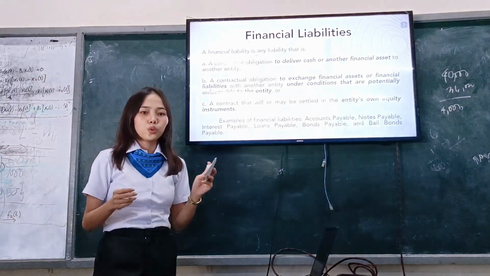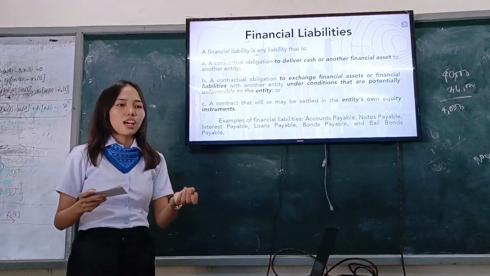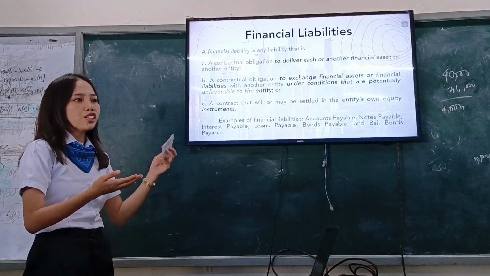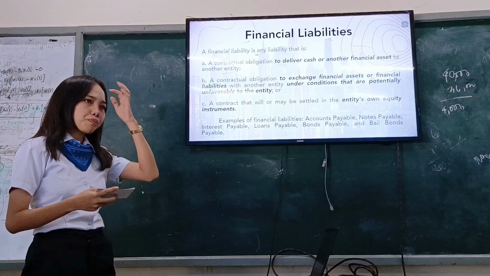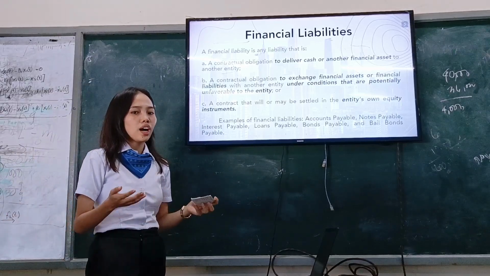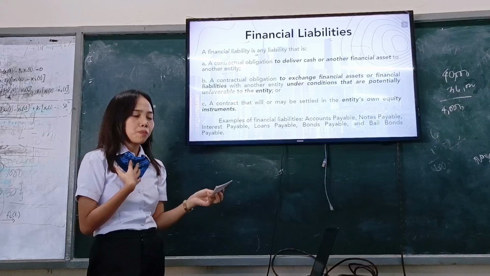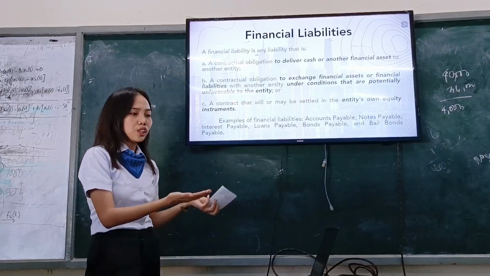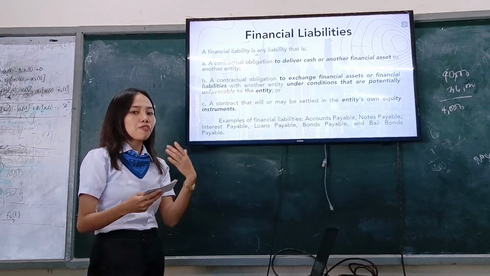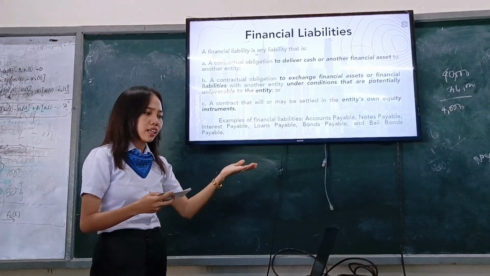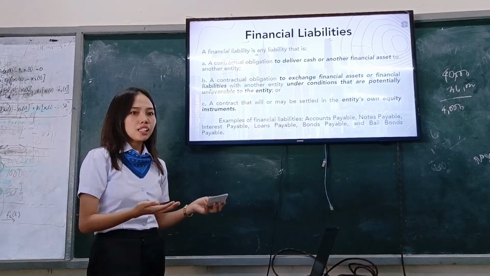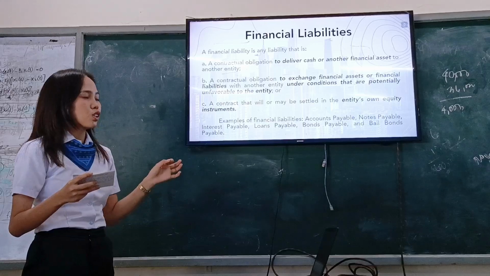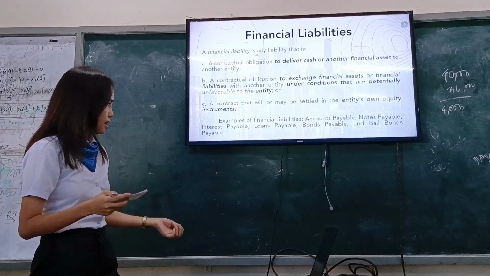So if an entity has a debt, it can settle it using its own equity shares. So it can issue shares to pay the other entity for the obligation. So for example, I am an entity and I issued shares to fund a school. Then the other entity pays for the shares that I issued so that I can fund it. So the other entity can convert the bonds that it bought into cash, or it can convert them into shares. So that also creates a financial liability.